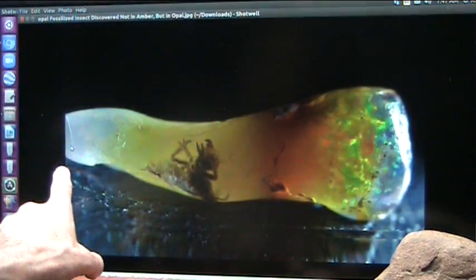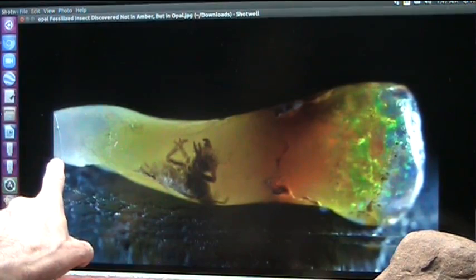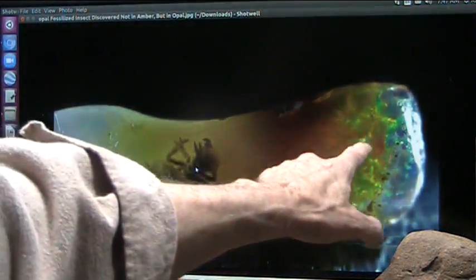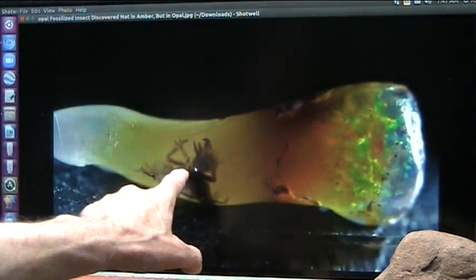But if you look down the end here, there was a hole in here. And apparently, this is one of those water opals. Okay? And the water came in here and evacuated whatever was inside that tooth. Then the insect got in here, and the insect is what created the colors of the opal.